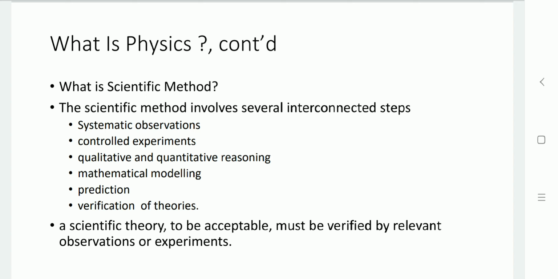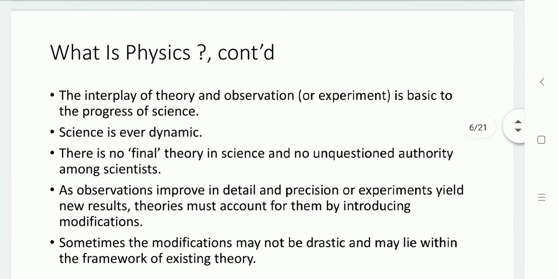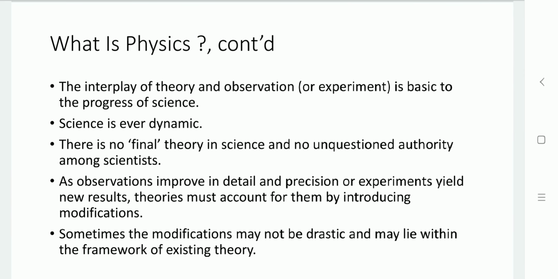Whatever theory is verified, some of the theories are acceptable universally. That must be verified by experiments and observation. This theory and observation is a basic process in science to learn the progress in science. Science is a very dynamic subject. There is no final theory in science and no unquestioned authority among the scientists.